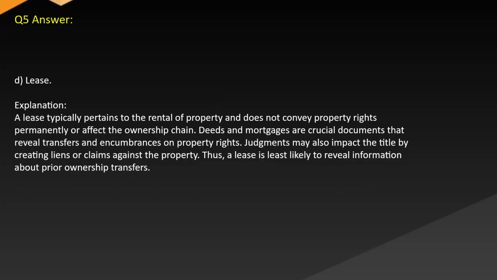Answer D. Lease. Explanation. A lease typically pertains to the rental of property and does not convey property rights permanently or affect the ownership chain. Deeds and mortgages are crucial documents that reveal transfers and encumbrances on property rights. Judgments may also impact the title by creating liens or claims against the property. Thus, a lease is least likely to reveal information about prior ownership transfers.